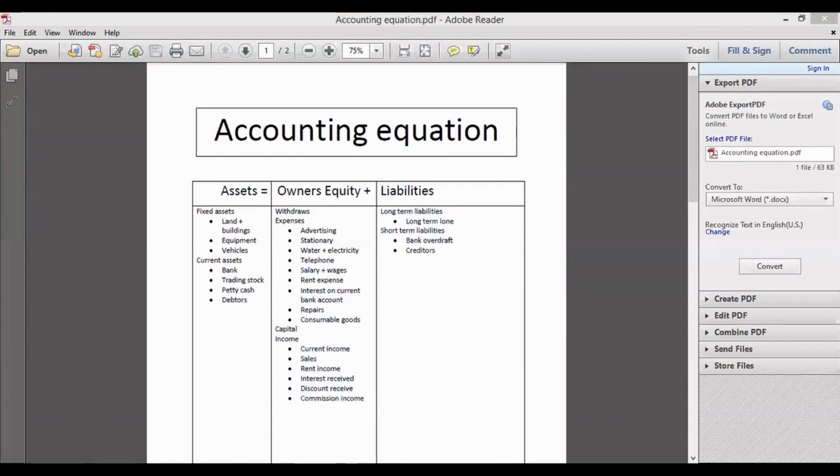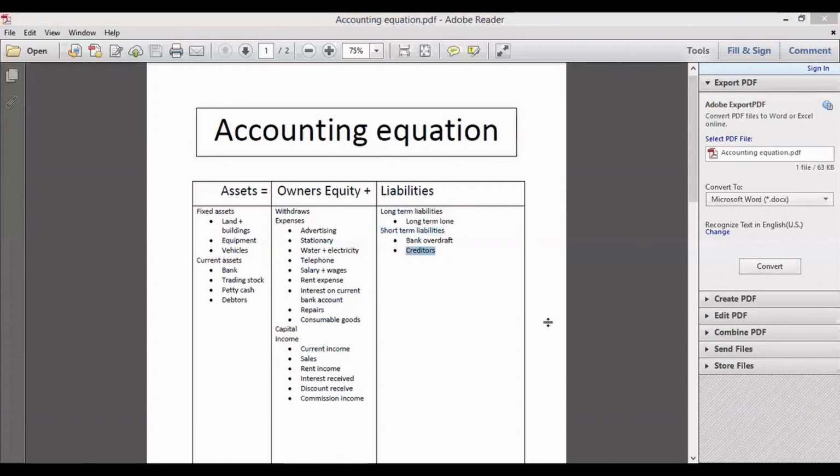The next one, creditors. It's a short-term liability. It's something that you have to pay in the short term. It's something that bothers you in the short term. That's why it falls under liabilities.